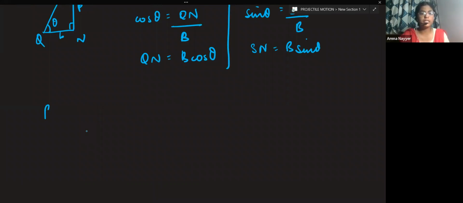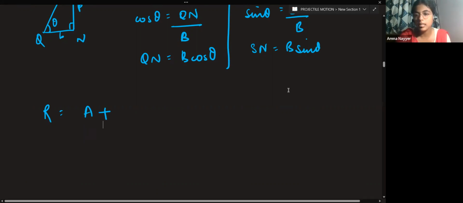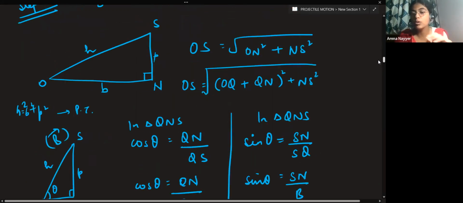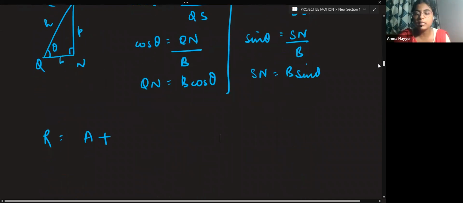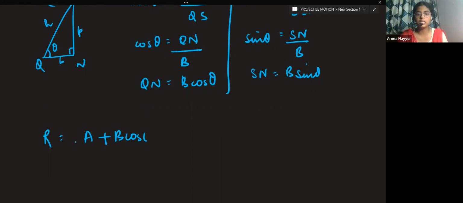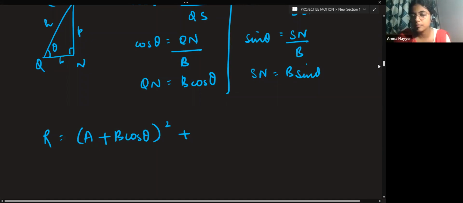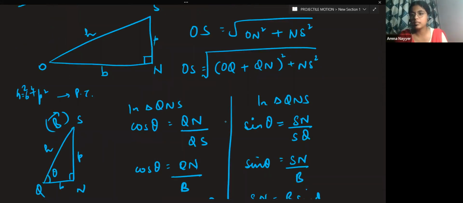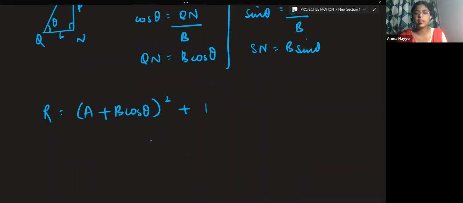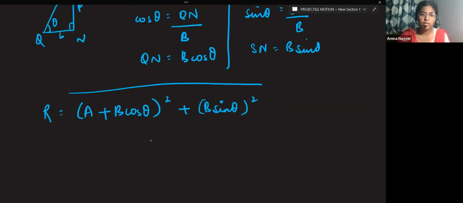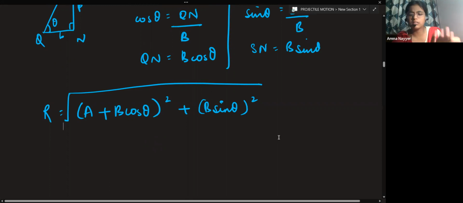So in the main equation, the resultant is what? Instead of OQ, we have the vector A plus. Now see, what was written? OQ plus QN. QN is B cos theta. B cos theta whole square. Plus, one more thing was written, NS square. Here, NS square is written. So we have calculated and found the value of NS. So this becomes B sine theta whole square, and everything is under bracket, under root, sorry, because this is simple application of parallelogram law. Now we just have to solve this. This is your parallelogram law.